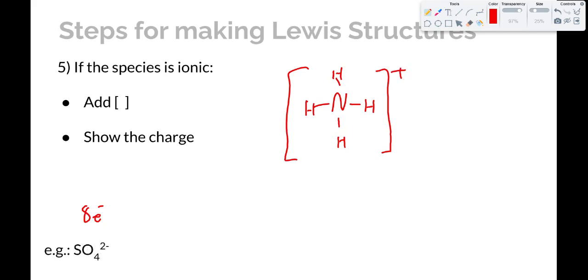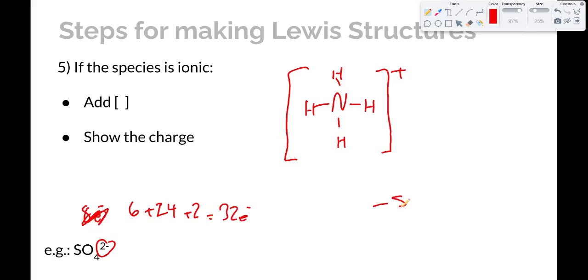Another example, SO4 2 minus. Let's get our electron count. Sulfur is going to give us 6 electrons. Oxygen is also going to give us 6. There's 4 of them, so that's 24 electrons. And it's 2 minus, so we're going to add another 2 electrons. So that's going to give us a total of 32 electrons.